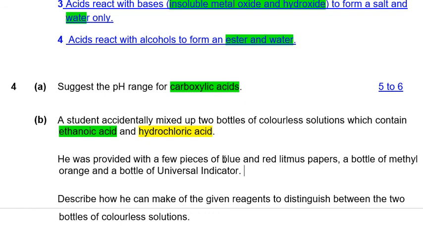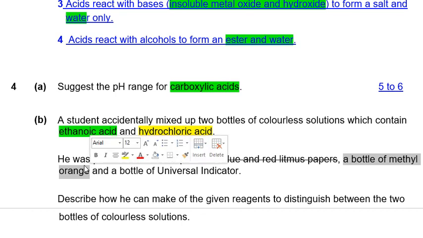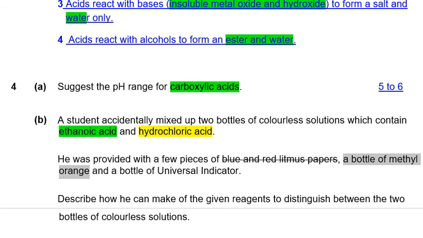Will I be able to use litmus paper to differentiate between a strong and a weak acid? Now the answer is no. Litmus paper will only allow us to differentiate between an acid and an alkaline. So red and blue litmus paper, basically this is out. We can't use this. Now what about methyl orange? Methyl orange similarly will only provide a color change when a solution is in the pH range of an acid or if it's an alkaline. So that will not be able to help us to differentiate between a strong and a weak acid. So this is also out.